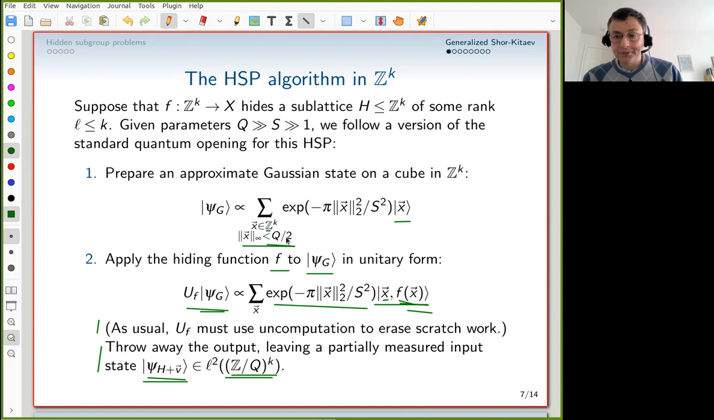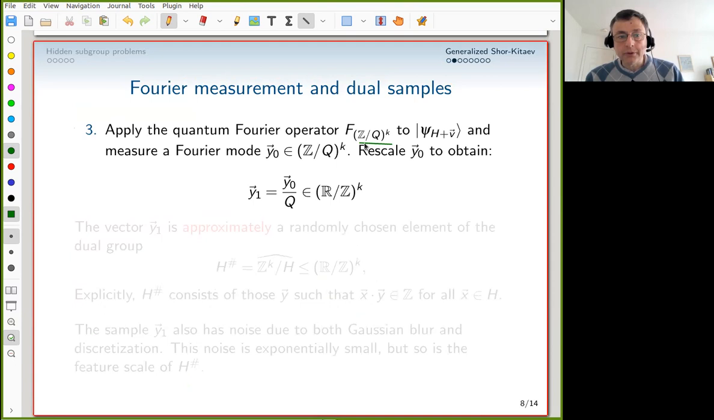But anyway, having moved this valuable partially measured quantum input to Z mod Q to the K, you apply the quantum Fourier operator. That's another quantum algorithm thing, which is not due to me, but is by now standard, to this partially measured input, and you measure a Fourier mode in the dual finite abelian group Z mod Q to the K. Now, I want to interpret this as a Fourier measurement in the dual of Z to the K, not Z mod Q to the K. And at least as interpretation, all you have to do is divide by the modulus Q of the QFT, the quantum Fourier transform. So just by rescaling this Fourier mode that you measured, you get a Fourier mode, Y1, in the continuous torus R mod Z to the K.